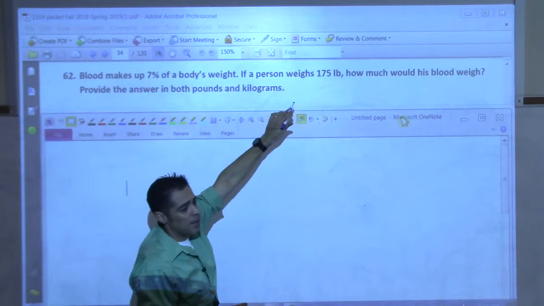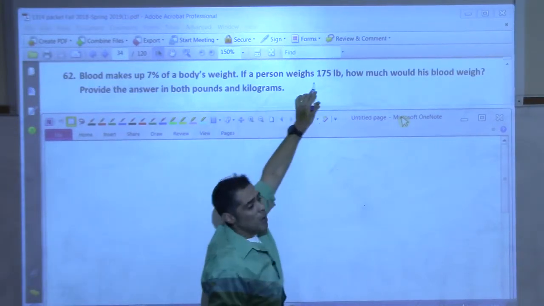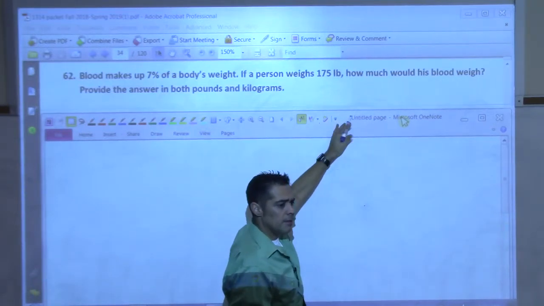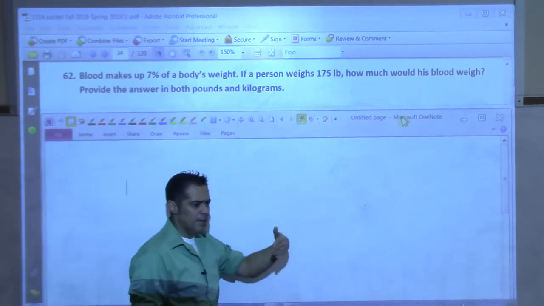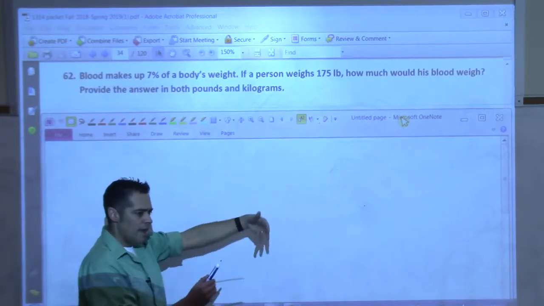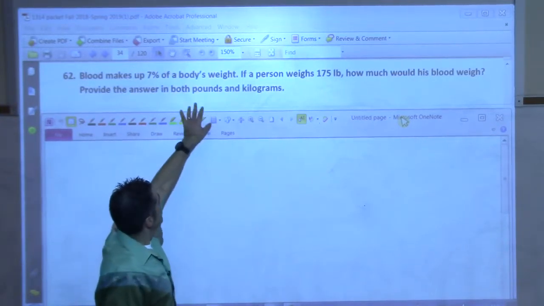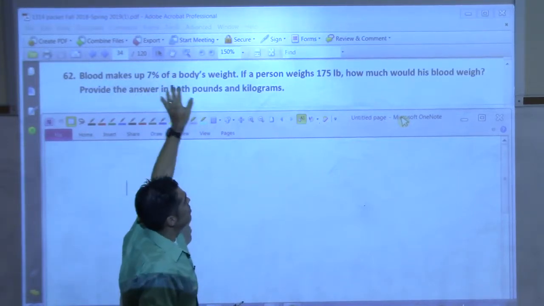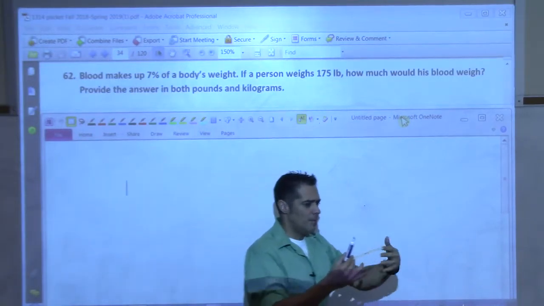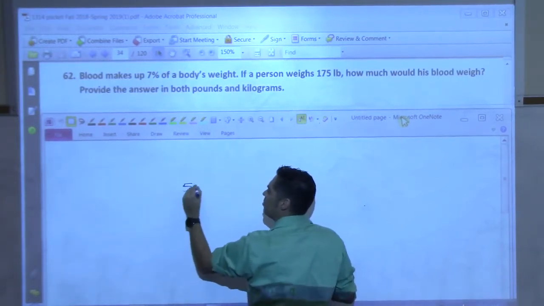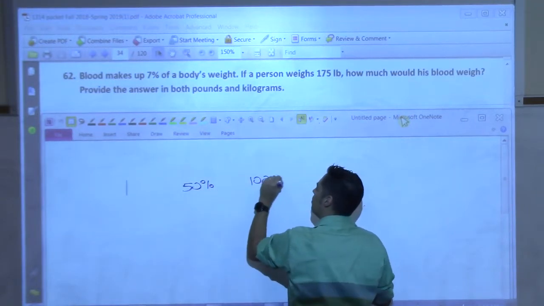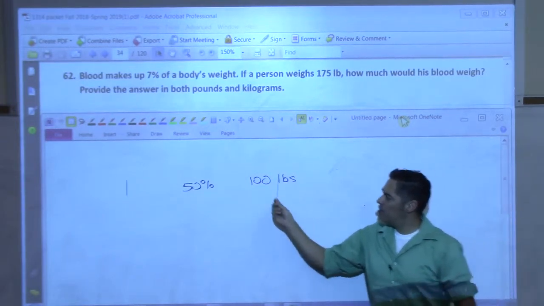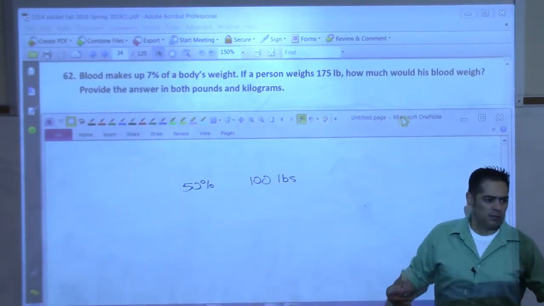Now I'm going to change this to a number that makes a little more sense. What if a person weighs 100 pounds? How much does their blood weigh? Can you tell me how much that would be? 50, right? Because all you're doing is half of the person's weight, because 50% means half. Does that make sense to everyone? So you're taking this percentage and you're doing something with this number. Now, what is that operation? 50% and 100 pounds. You said that their blood would weigh 50 pounds. So how could you use these two numbers to get 50 as an answer?